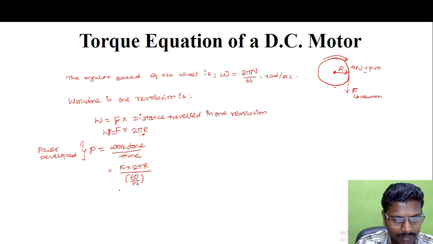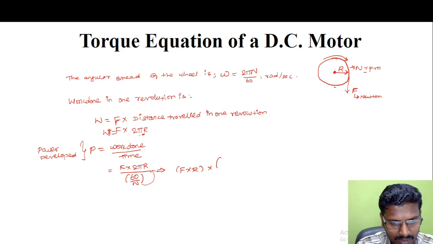Now this relation can also be written as F into R into 2 pi into n divided by 60, since the n goes to the numerator.